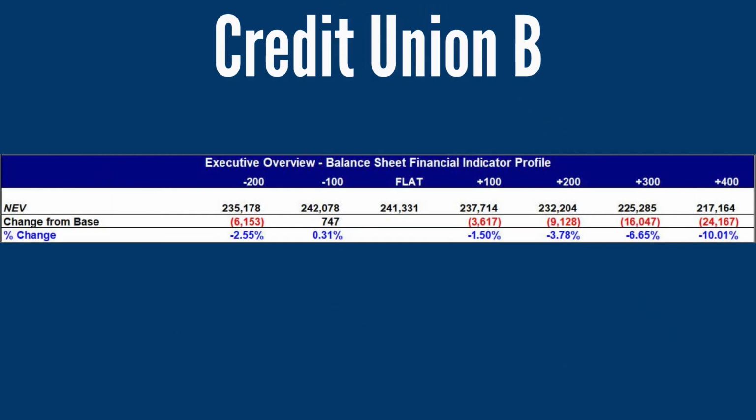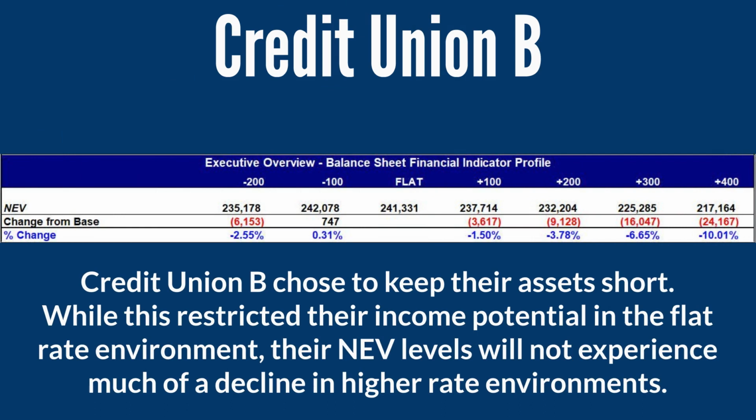Credit Union B, on the other hand, chose to keep their assets short to avoid high levels of interest rate risk. As a result, their income levels have remained low, but they are only seeing a net economic value decline of 6.65% in the plus 300 environment. This probably would cause no concern among management.